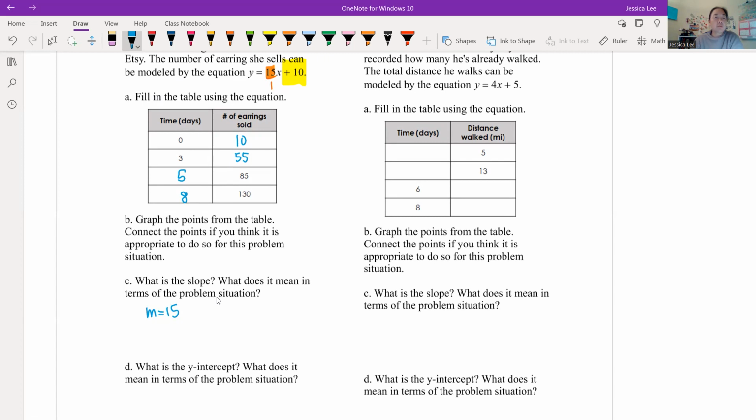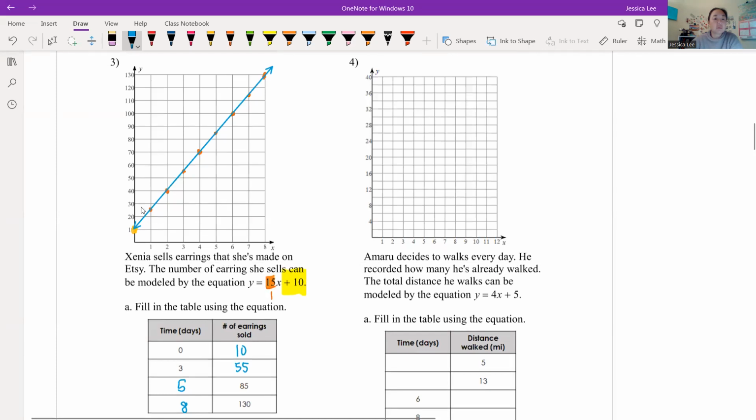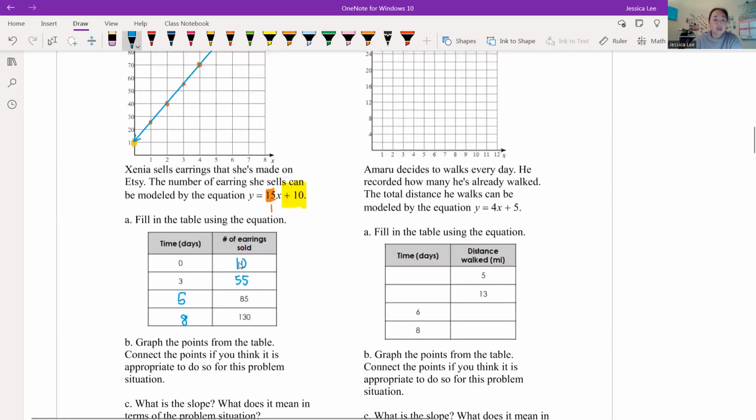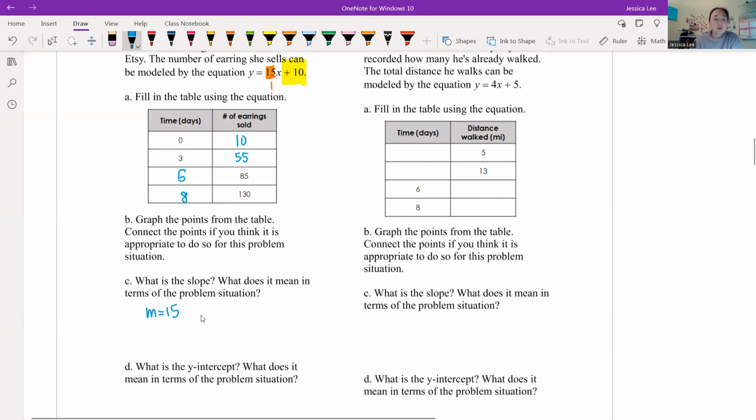And what does it mean in the terms of this problem situation? So what does the 15 mean? She is selling 15 earrings per day. Okay. Remember, we're using the word per. So we'll say she sells 15 earrings. That's quite a bit. She's very busy per day. Okay, we got the context. If you want to look at here, it always tells you the X and the Y. So remember, it's the change of Y first. So it's going to be, she sells 15 earrings per day. If this said weeks, then it would be per week, right?